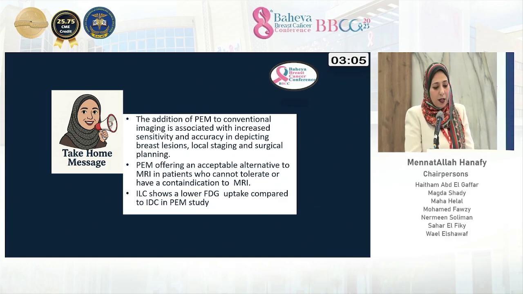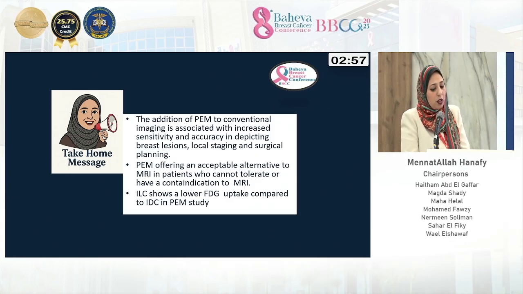So our take-home message in this case, the addition of PEM to conventional imaging is associated with increased sensitivity and accuracy in depicting breast lesion, local staging, and surgical planning, PEM offering an acceptable alternative in patients who cannot tolerate or have contraindication to MRI as renal failure. Invasive lobular carcinoma shows lower FDG uptake compared to invasive ductal carcinoma in PEM study.